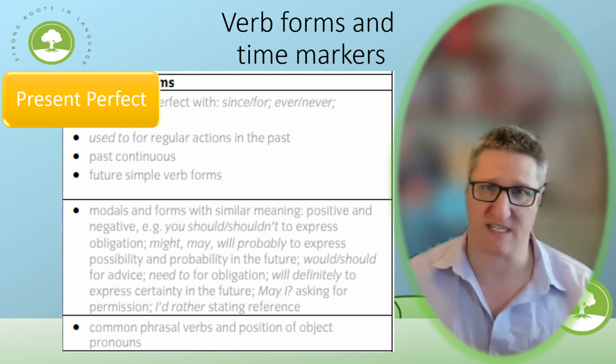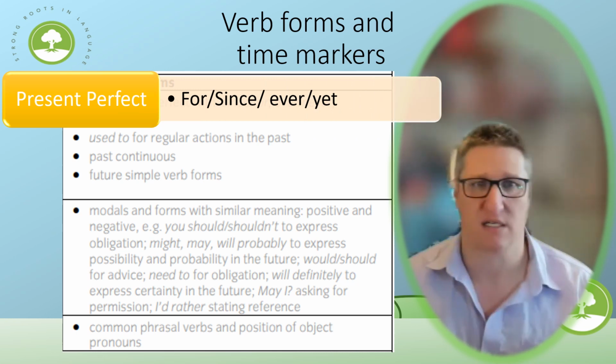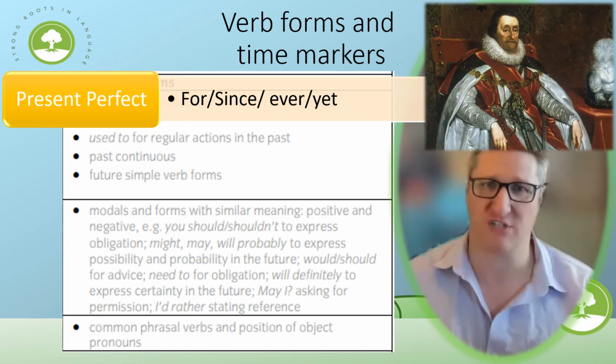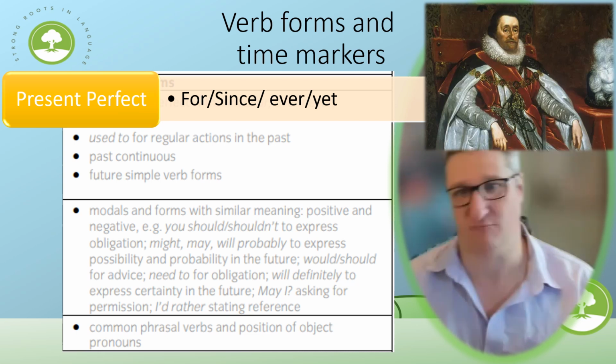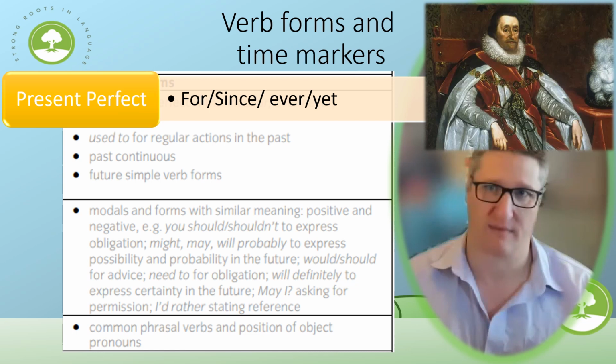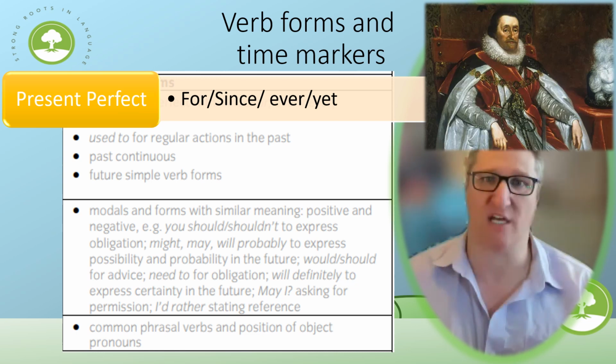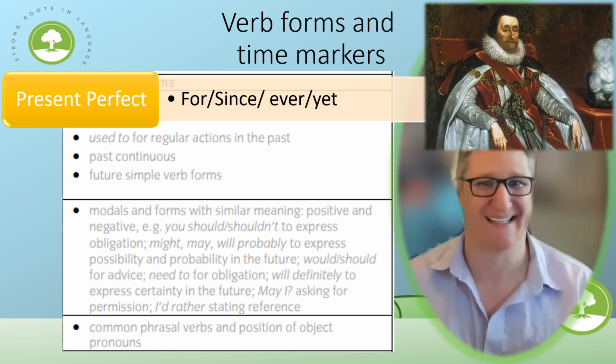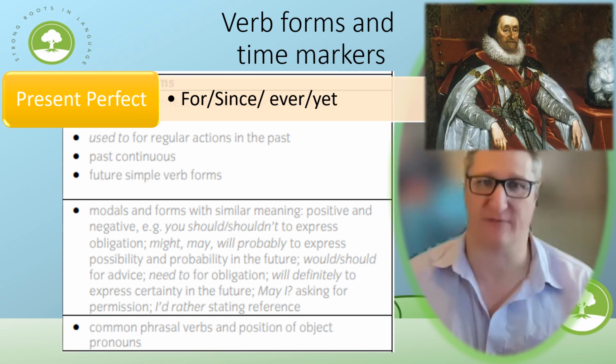The present perfect is used to talk about events in the past which have an effect on the present, such as the UK has been a monarchy for 400 years, or since James I, which is when it became a United Kingdom because he was a Scottish king ruling England. Have we ever been a republic? We haven't had a president yet. Notice the common adverbs which are associated with the present perfect: for, since, ever, and yet.